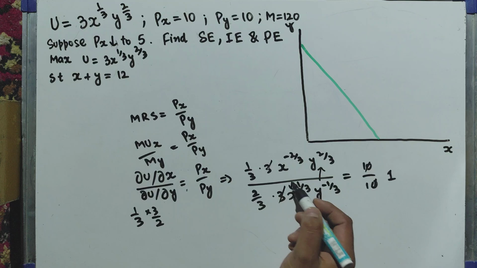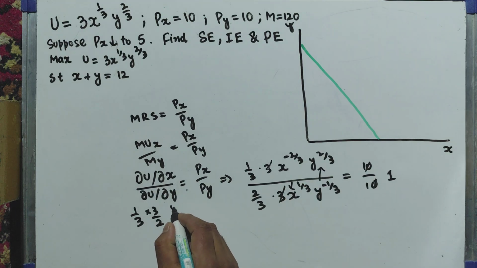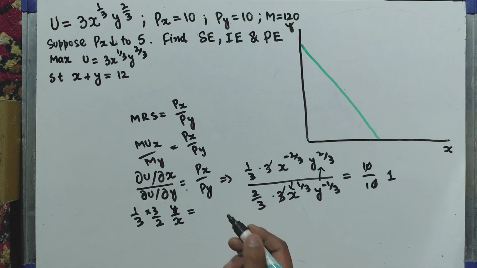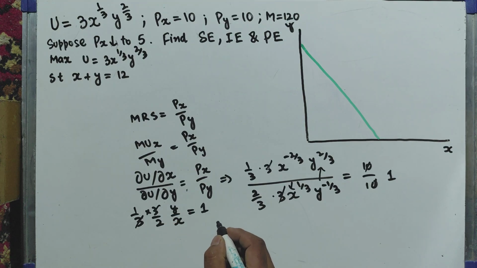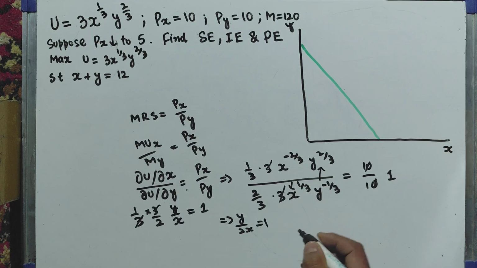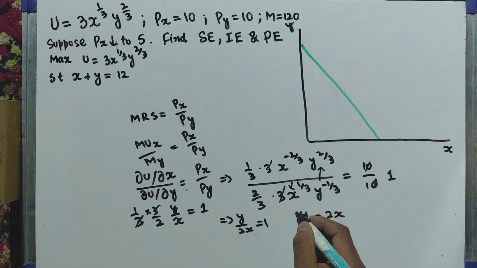When I transpose this X here and this Y there, it will become Y upon X. You can check it out, it is simple math. I will not go into further details, it will get lengthy then. This should be equal to 1. So 3 and 3 get cancelled, and we get Y upon 2X is equal to 1, which implies Y will be equal to 2X.